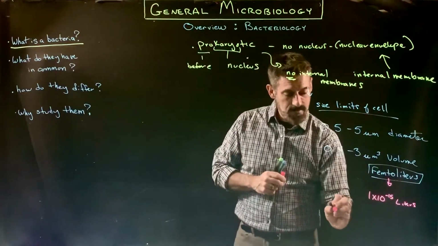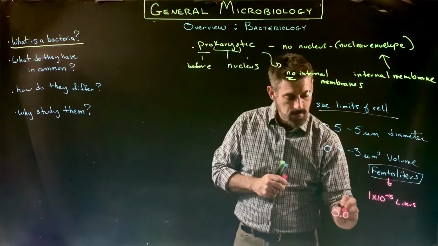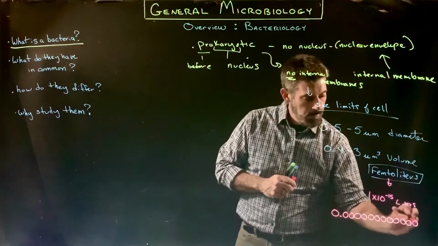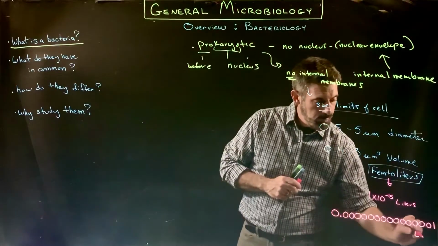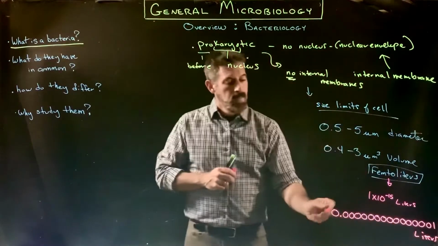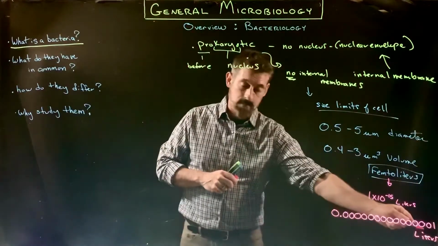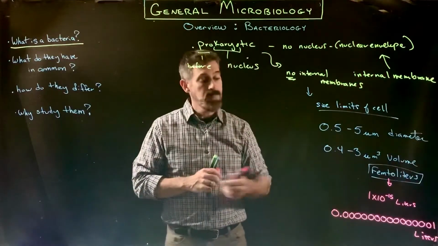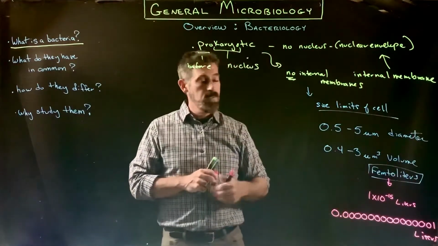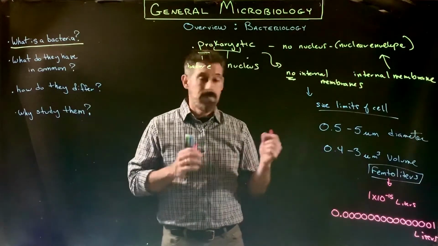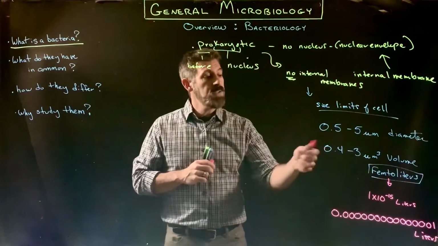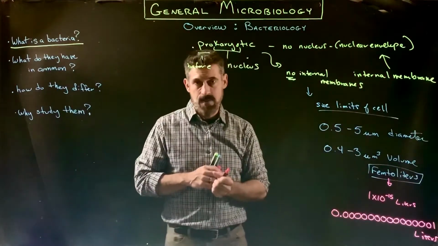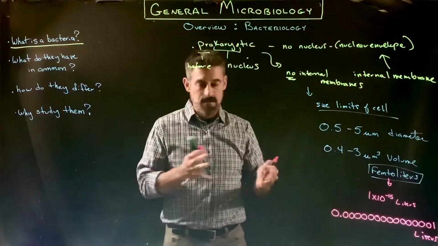The volume of a bacterial cell is about 10 to the negative 14 liters. That's 0.000000000, 14 zeros, and then the 1 there. So a small volume. The other thing you're going to see is not much of a range in size. Maybe up to a 10 times range in size, roughly from smallest to largest.